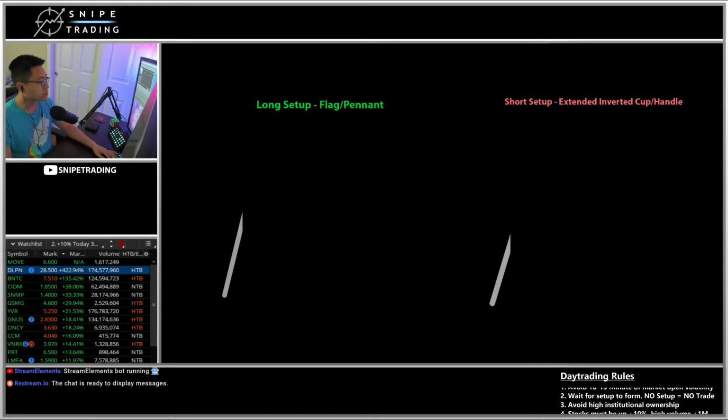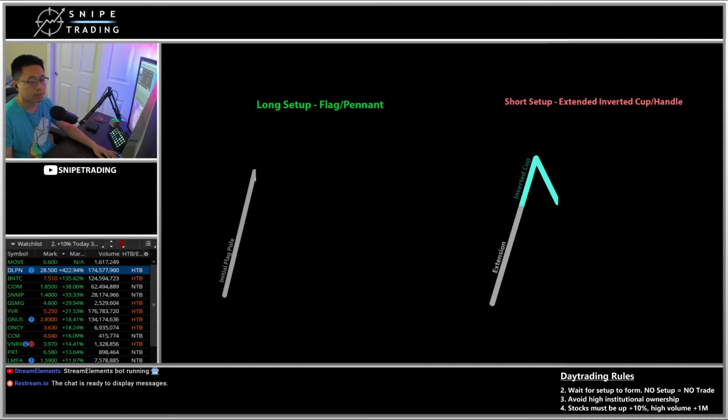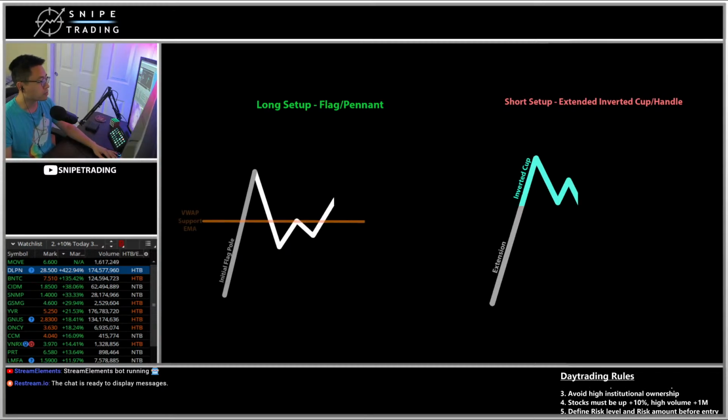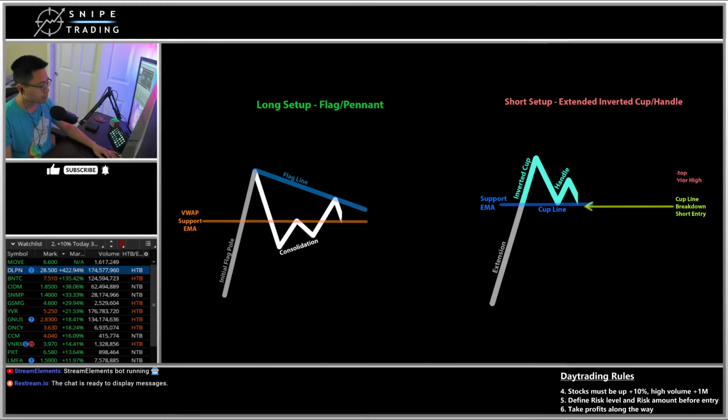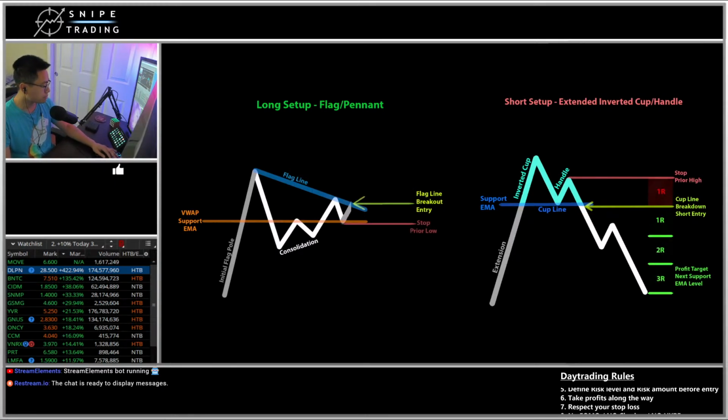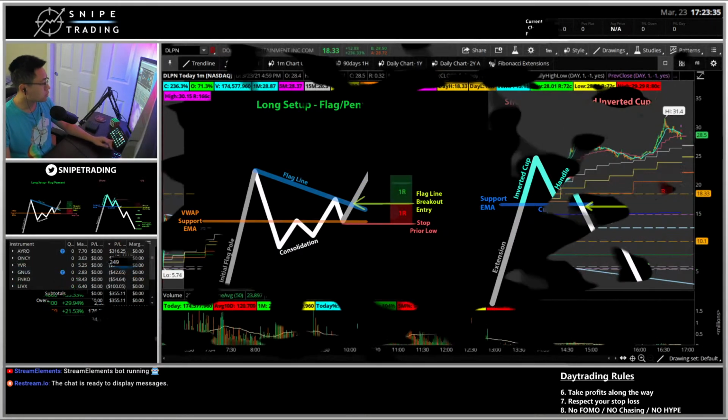And then for the short setup, you get your inverted cup and handle, which you form a big cup and then a small handle, and then shorting on the break of that. So I'll show you an example of why GME on that short setup. So let's get started.